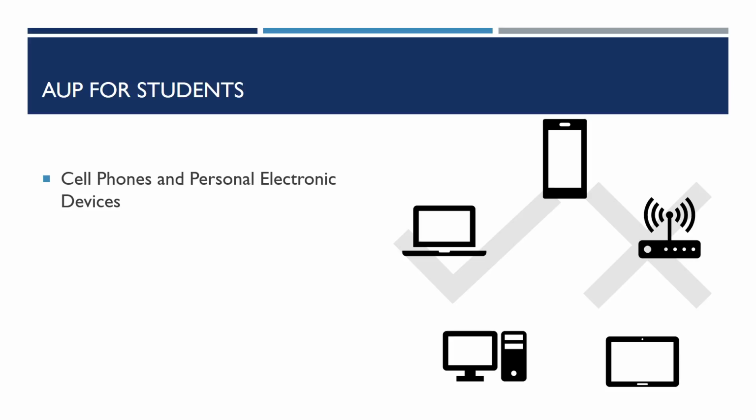But these policies have clear identifications for elementary, middle, and high school students with varying differences. For instance, elementary school students cannot have a cell phone on school property unless a parent or guardian receives written approval from the school principal.